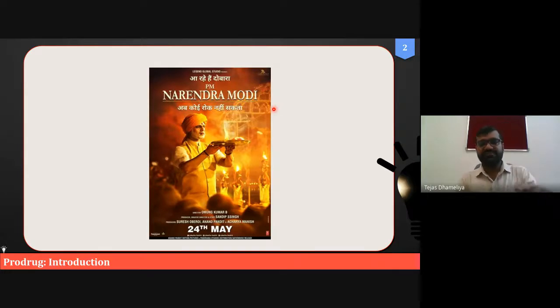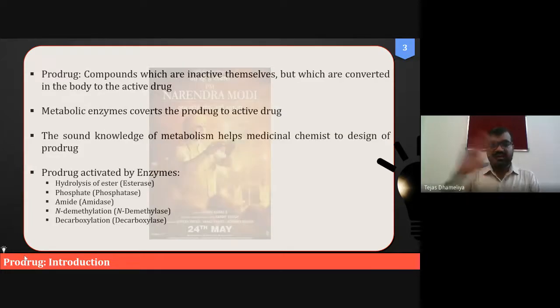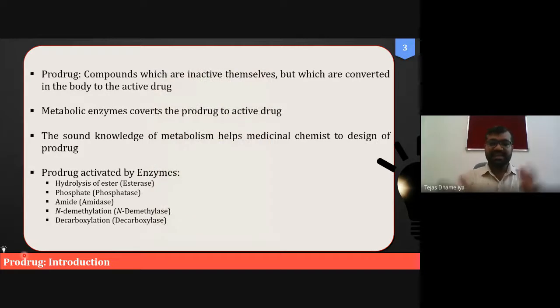I wish to correlate that with our approach behind using the prodrug. So just as after playing the drama of the funeral procession, Narendra Modi could escape from the police, similarly prodrugs are also like this. Themselves they are inactive, they mimic being inactive, but after the metabolism they will become active, right?